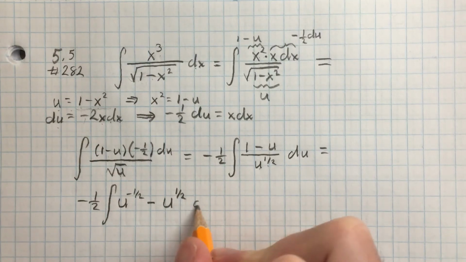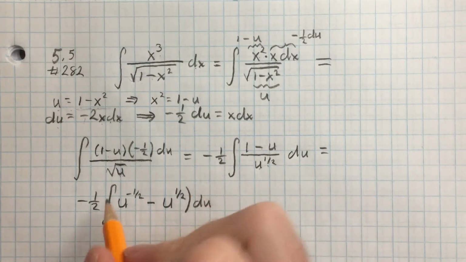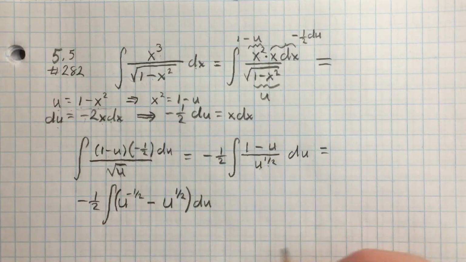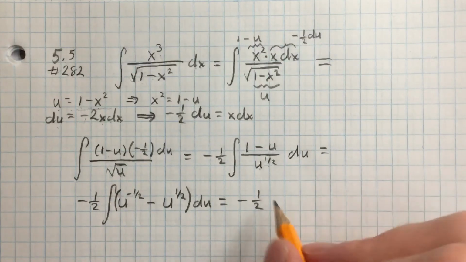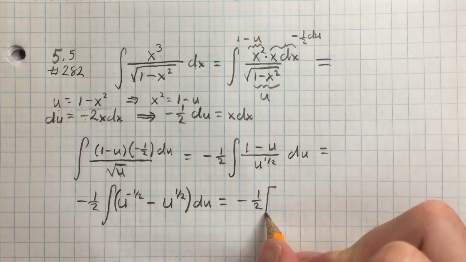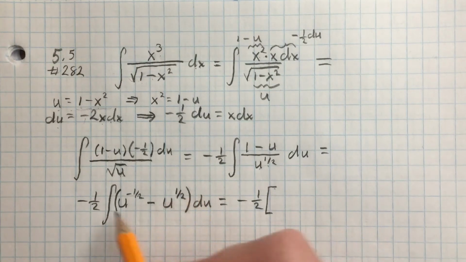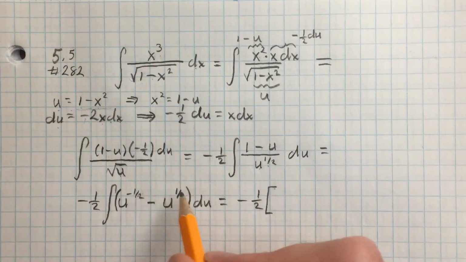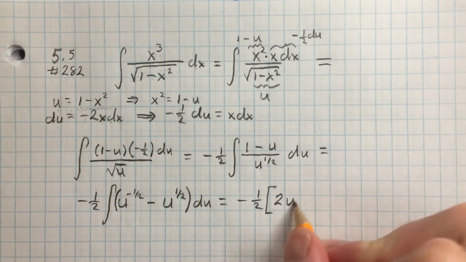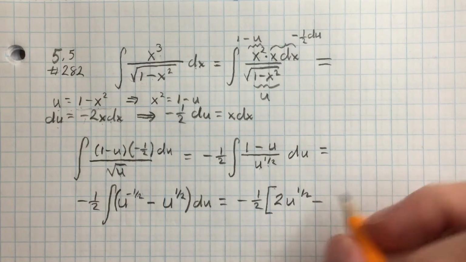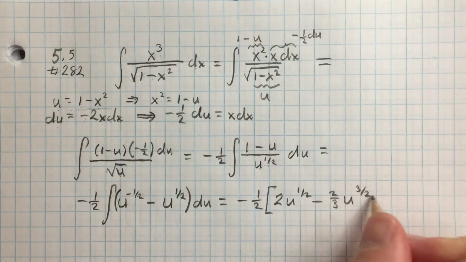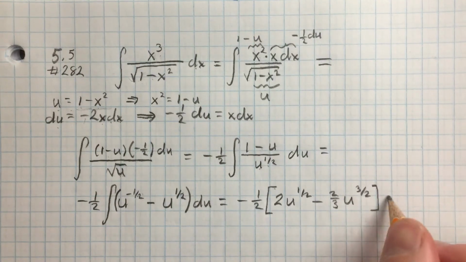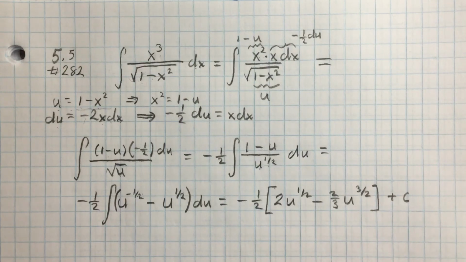I hope that's clear. So now we just have a couple of power rules in reverse to take. Okay, so we get negative 1/2 on the outside, and the power rules will both bump up by 1 and multiply by the reciprocal. I move this one up by 1, it goes to 1/2. This one up by 1 is 3/2. And multiplying by reciprocals, I should have 2 u to the 1/2 minus 2/3 u to the 3/2 plus c, because I finished taking the integral.